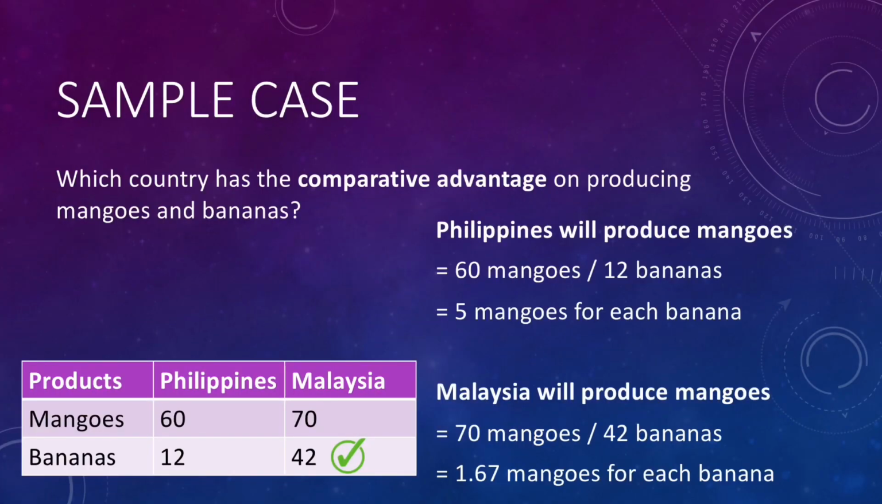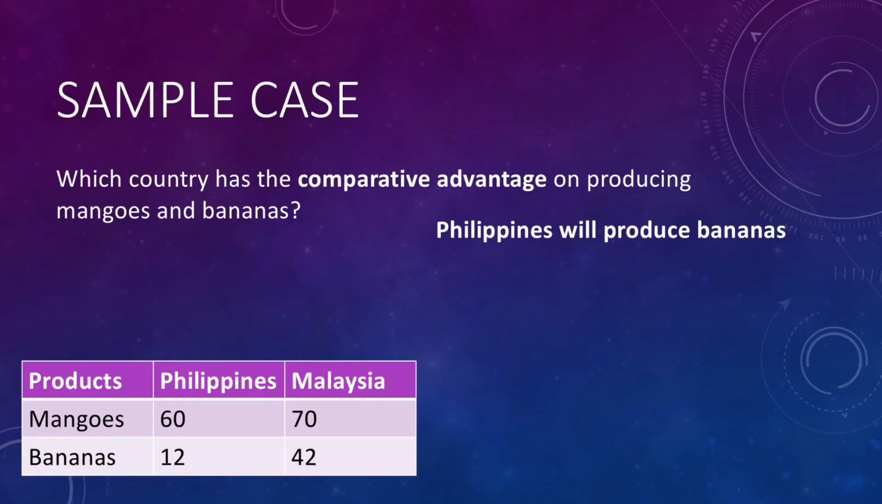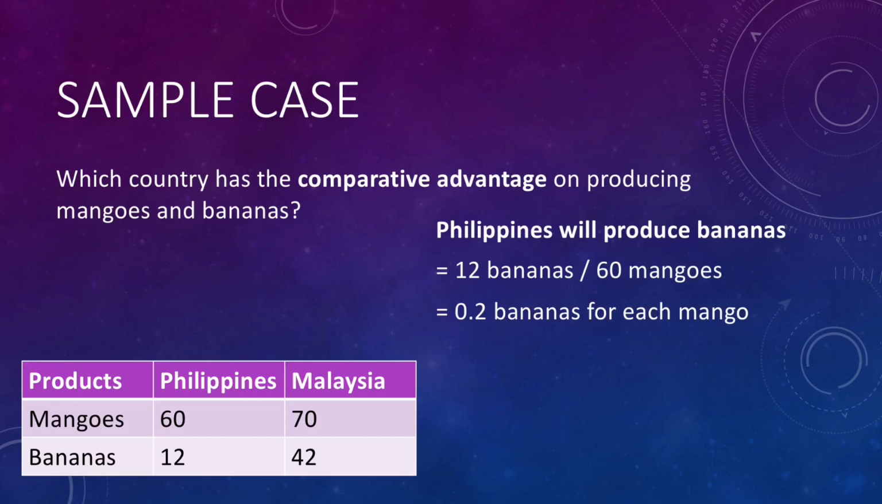Why? Because when Malaysia will produce the banana, it will only sacrifice 1.67 mangoes instead of 5 mangoes. What about who will produce the mangoes? If the Philippines will produce the bananas, the labor hours dedicated for production will be used for 12 bananas instead of 60 mangoes. As a result, 0.2 bananas will be sacrificed for each mango.